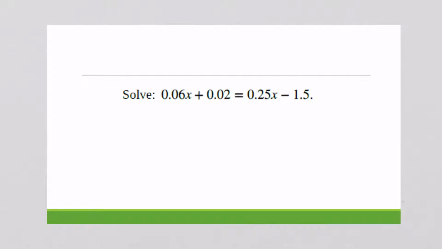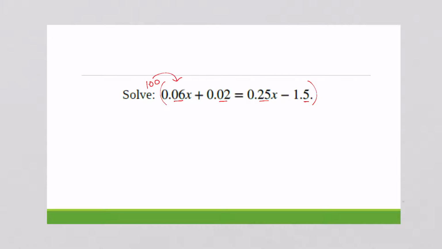Okay, so this might be a problem that you would really want to, because it does look pretty messy with all those decimals in there. But you would want to get rid of those decimals. So let's take a look at what's the most number of decimals that we have. I have 2 decimal places here. I've got 2 here. I've got 2 here, and I've only got 1 here. So it looks like I'm going to multiply everything by a 1 with 2 zeros after it. So multiplying everything by 100 would get rid of all of my decimals.